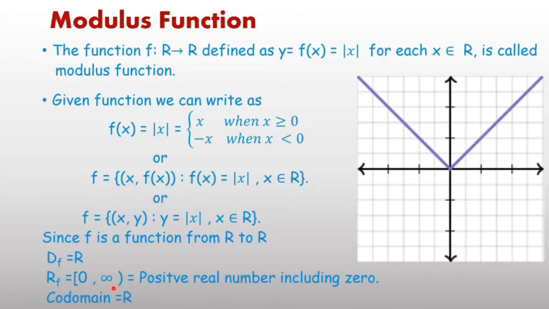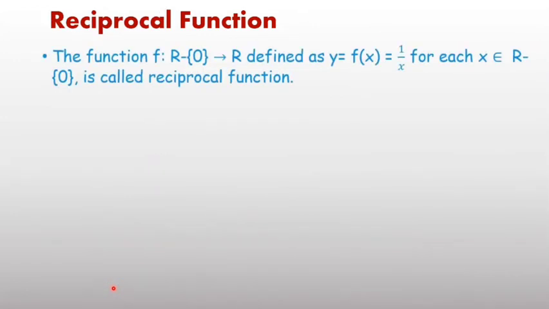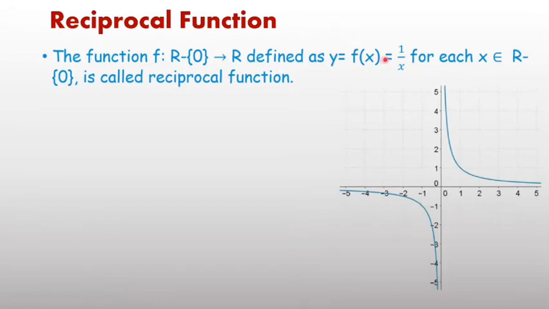Now next, reciprocal function. f(x) equal to 1 upon x is known as the reciprocal function. You can easily observe here, if x equal to 0, f(x) is not defined. It implies domain is R minus {0}, because f(x) is not defined if x equal to 0. And possible values of x in any function is known as the domain of the function.